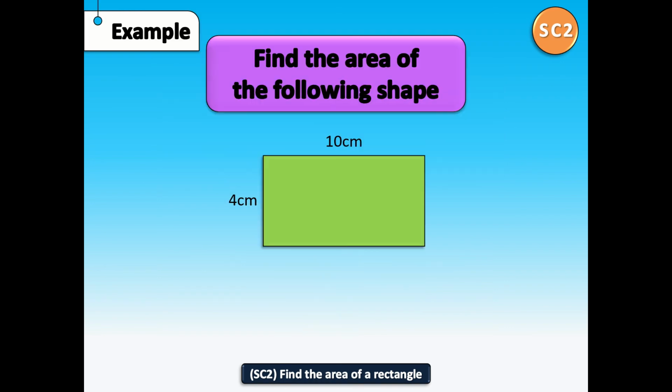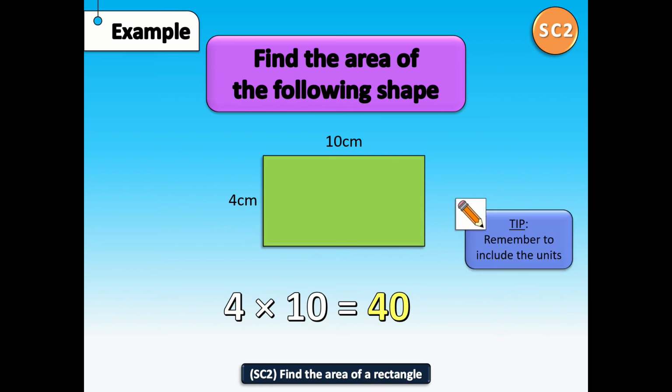So to find the area of this rectangle, I do the width 4 times the length 10, so the area would be 40. Now don't forget your units, because the lengths are in centimetres, the area will be in centimetres squared.